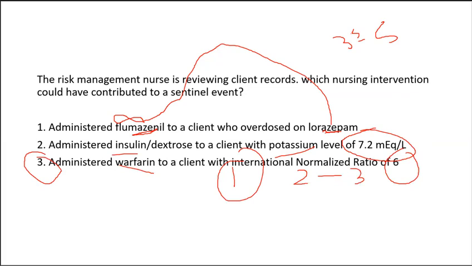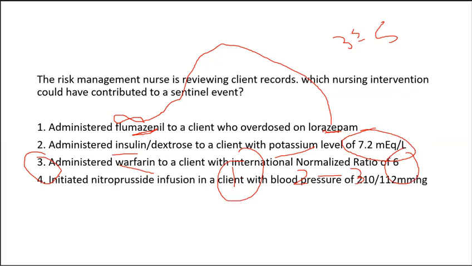And how about number 4? Giving nitroprusside, which is a potent vasodilator, and we use it for hypertensive crisis. So again, this guy is in a hypertensive crisis with a blood pressure of 210 over 112. So again, that would be a good action.